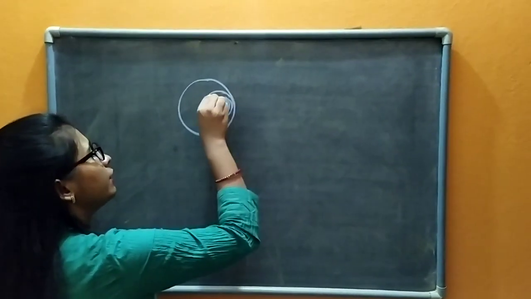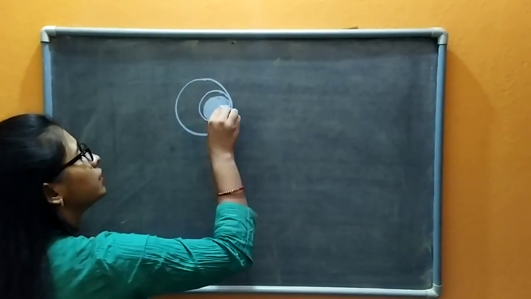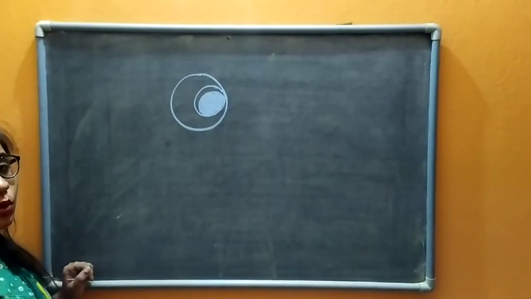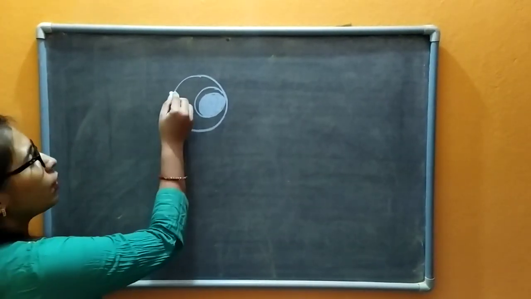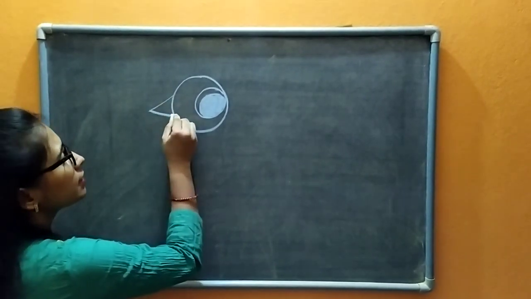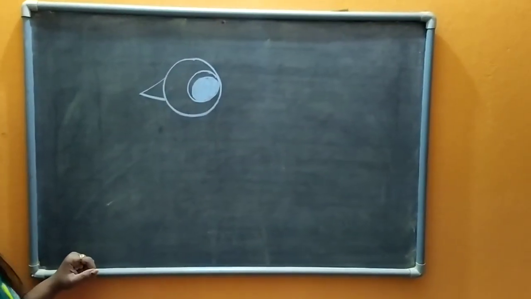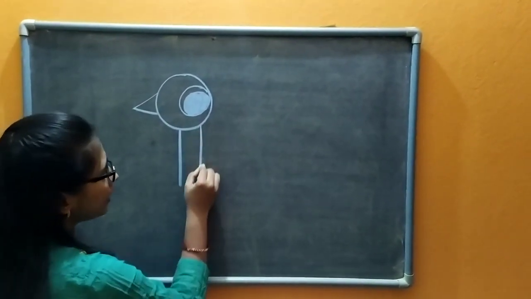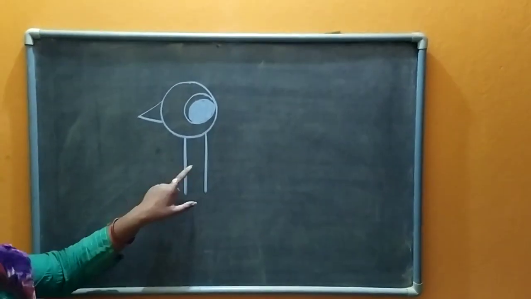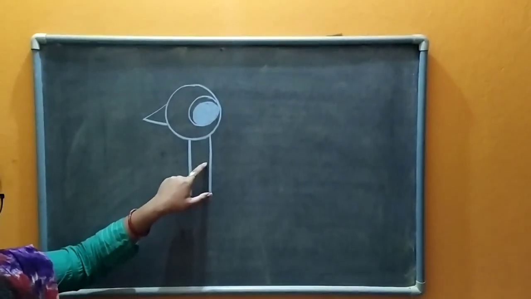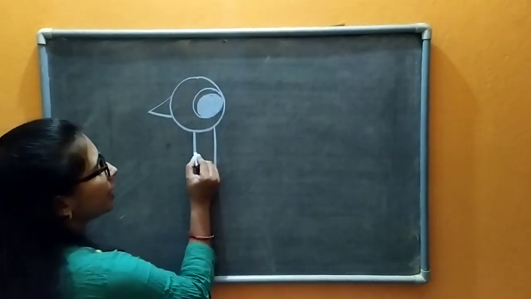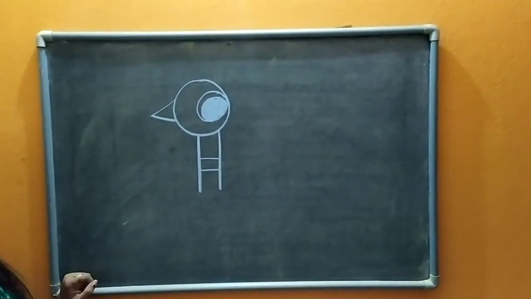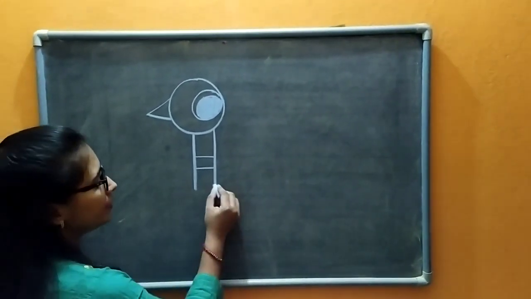Are you able to see? Is it visible properly to you? आपको अच्छे से दिख रहा है ना? Okay. Now I am going to draw beak of a bird like this. Fine. Now we have to draw 2 lines. As you can see, this is standing line. Okay. Now here we have to draw 2 sleeping lines like this. Okay. Is it easy?